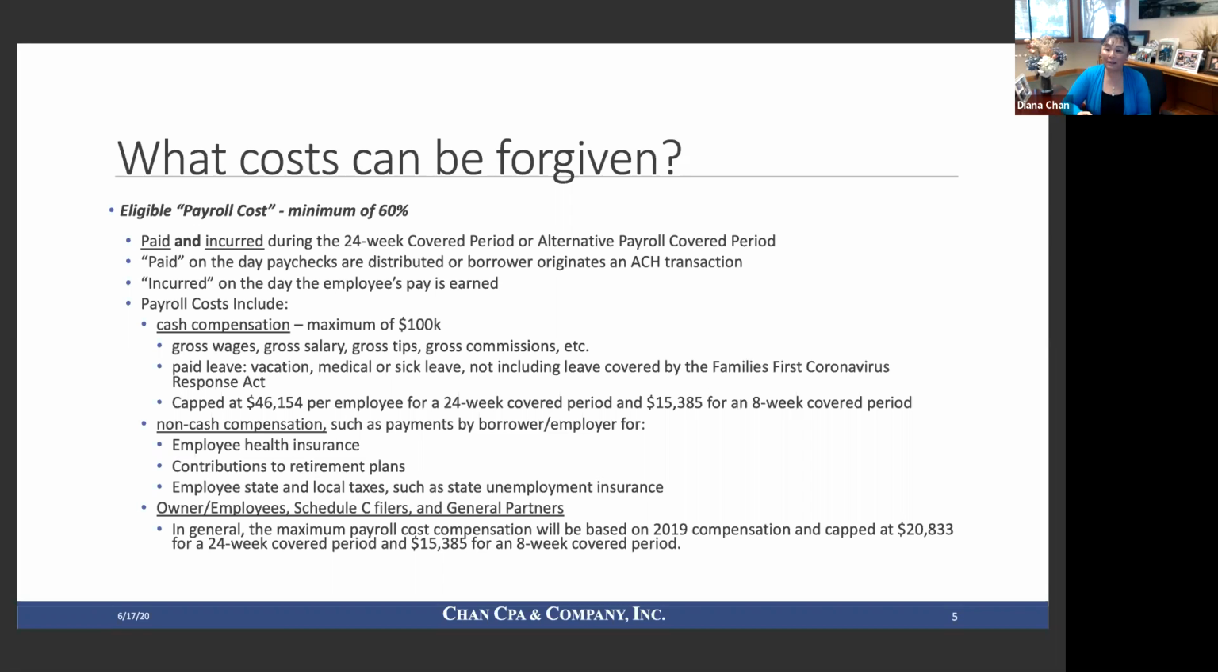The other criteria that is going to be very important is that there's a max limit capped to $20,833 for any owner employee, any Schedule C filers, and any general partners. So that's of importance as well. So I think we all need to understand that.